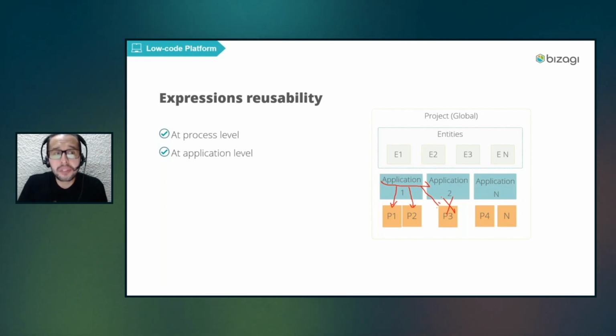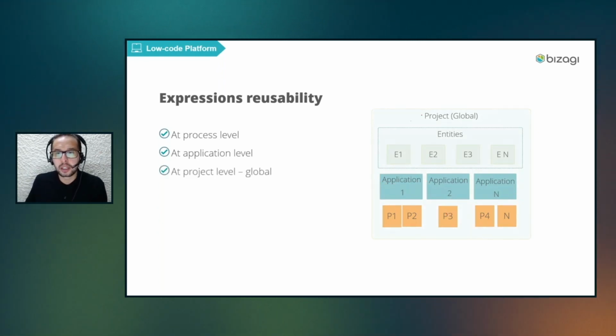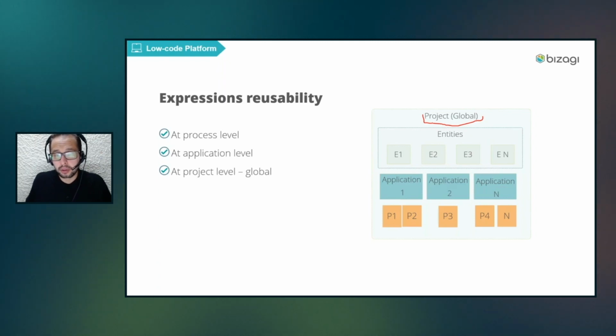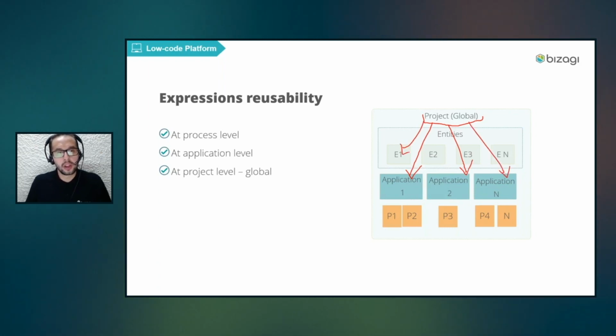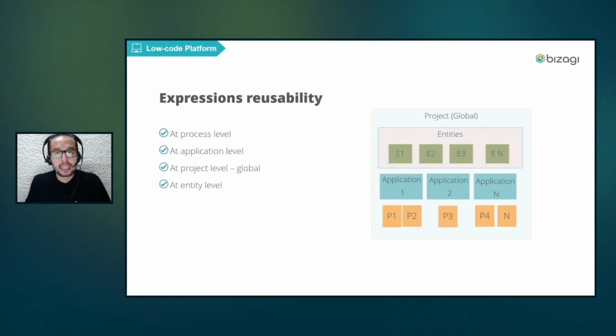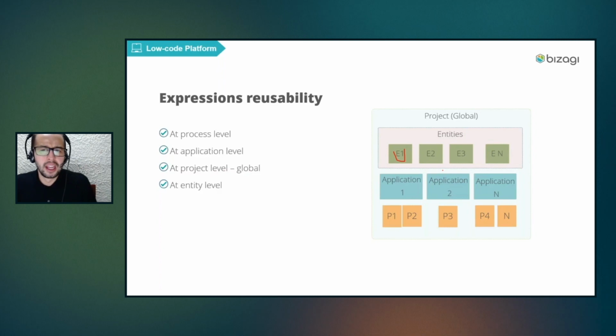What happens if I want to use it even in process 3? Then it's better for you to define it at the project level, at the global level. Because if you have an expression at the global level or at the project level, you can use it in any of the applications, any of the processes, and even in any of the entities that you have, okay? And the final level is going to be at the entity level. These entity expressions will allow you to reuse that logic every single time or every single point where you are using that entity, okay?